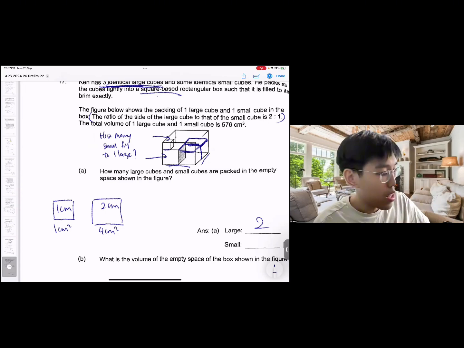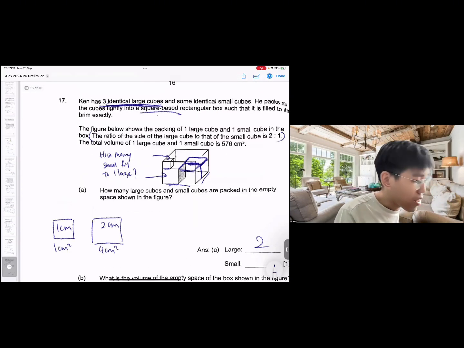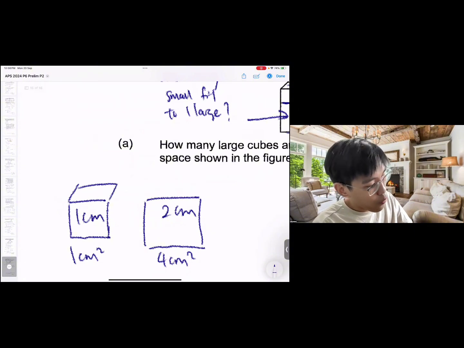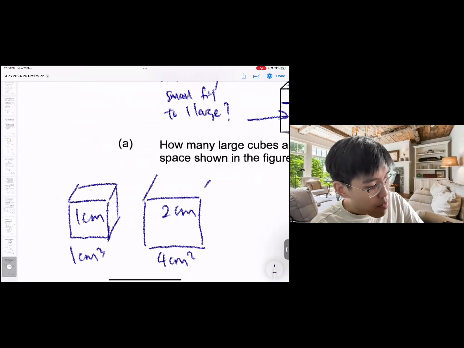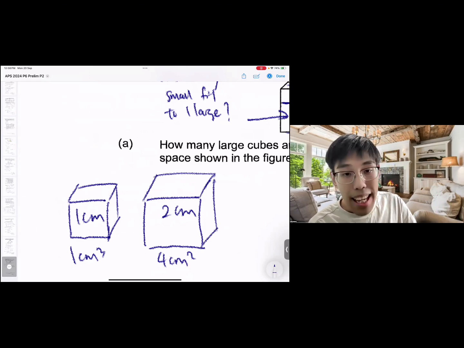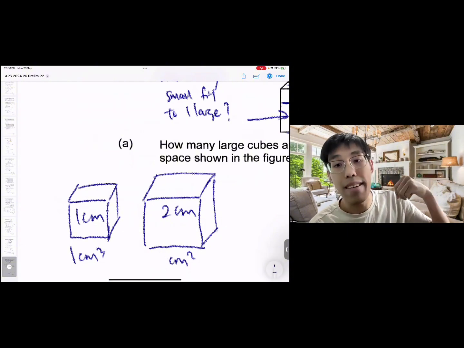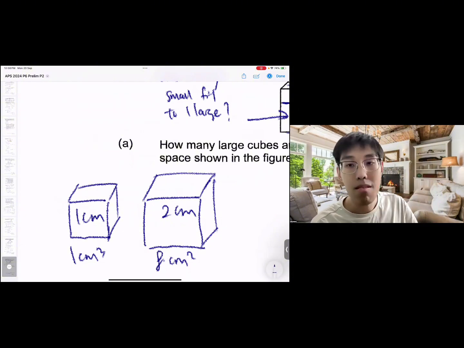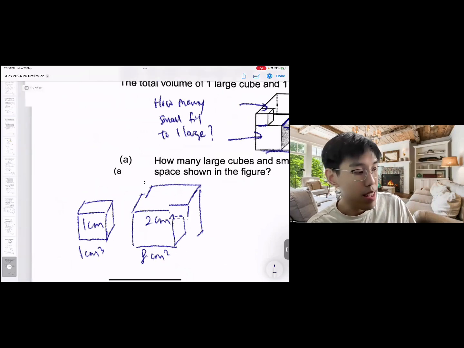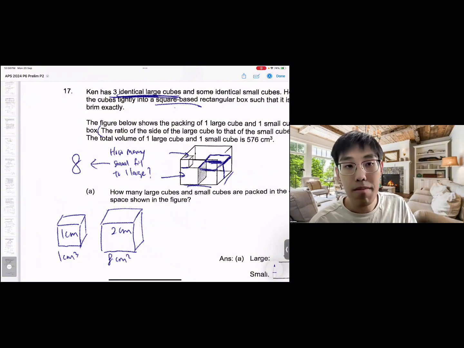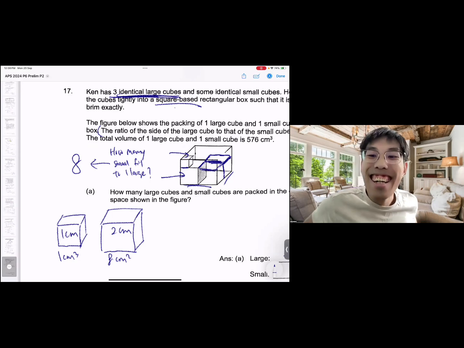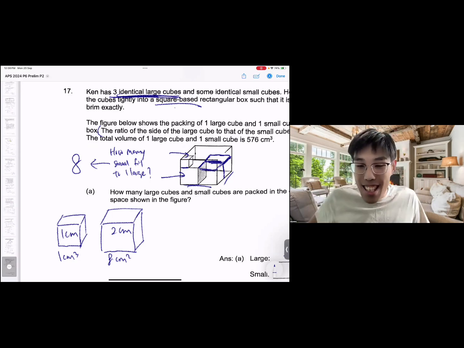What if I cube it? That means I take this one and draw a cube. So this one becomes 1 cm cube. At the same time, this becomes a cube as well. What will the volume be? It becomes 2 times 2 times 2, which is 8. Therefore, what can we deduce? How many small cubes fit into 1 large cube? 8. Can you follow? So now we understand this already.